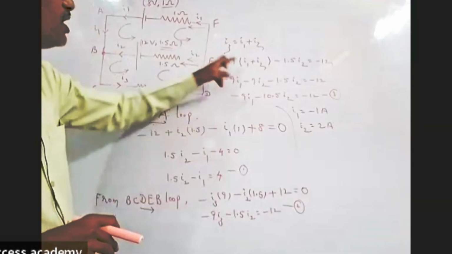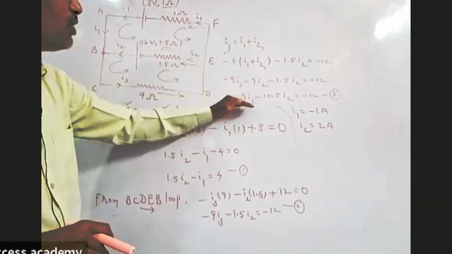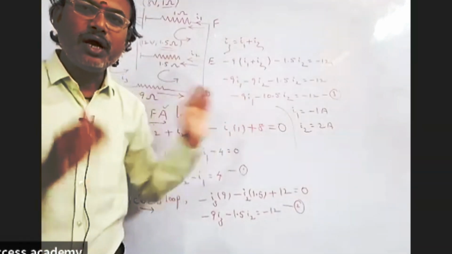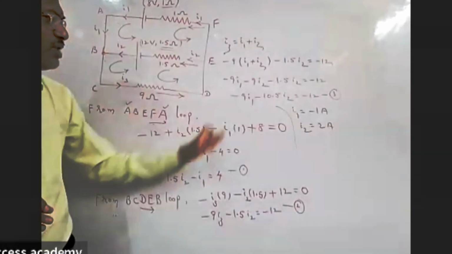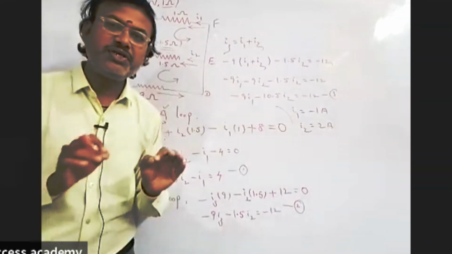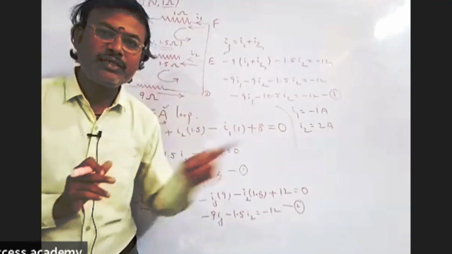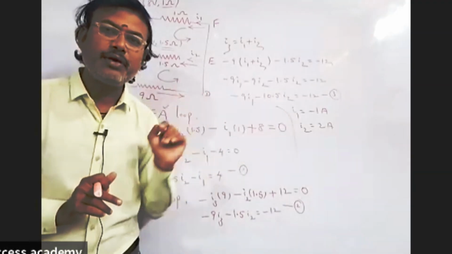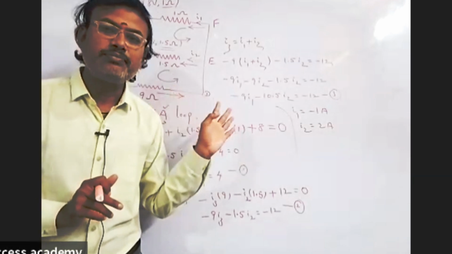Take the second equation, substitute I3 as I1 plus I2, and we get the third equation in the form of I1 and I2. And finally, if you solve the first equation and the third equation, you will get the values of I1 and I2: I1 is equal to minus 1 ampere and I2 is equal to 2 ampere. Like this we can solve this problem.